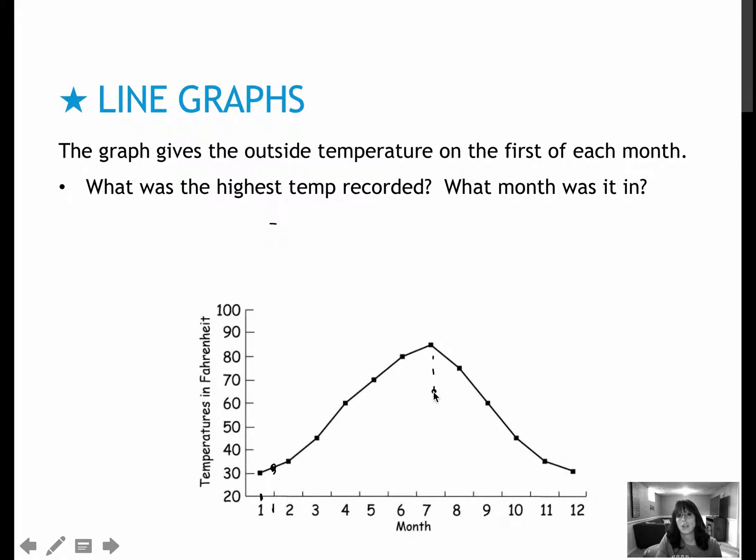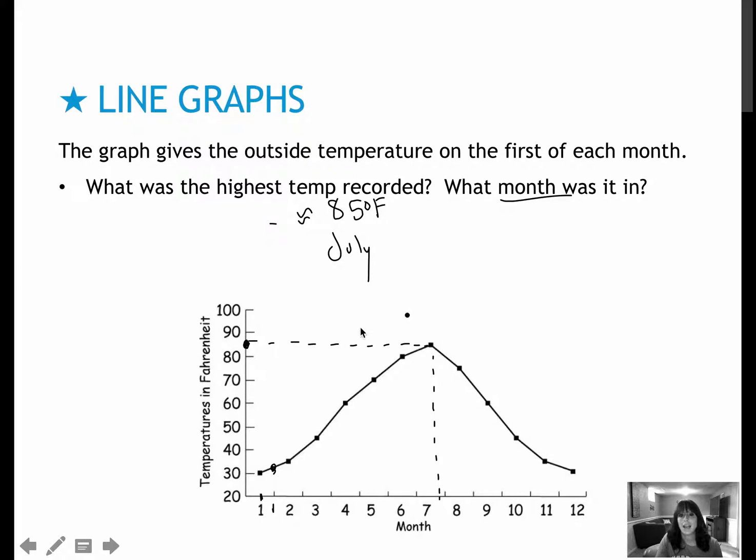So if I try to draw a nice straight line, notice that that falls between the 7 and the 8, which means that it's in the, here's the 1st, 2nd, 3rd, 4th, 5th, 6th, 7th. So it's in the 7th month, which is July. So that's what month it was in. What's the temperature? I'm going to try to make a nice straight line this way. I did a really bad job. Let's just pretend it's about at 85. So it's approximately 85 degrees Fahrenheit.